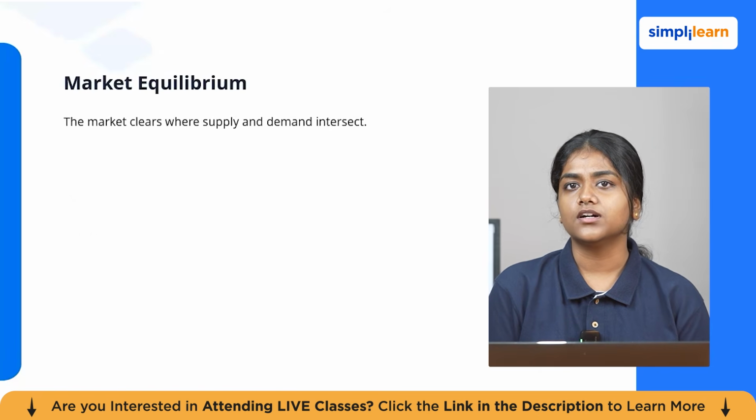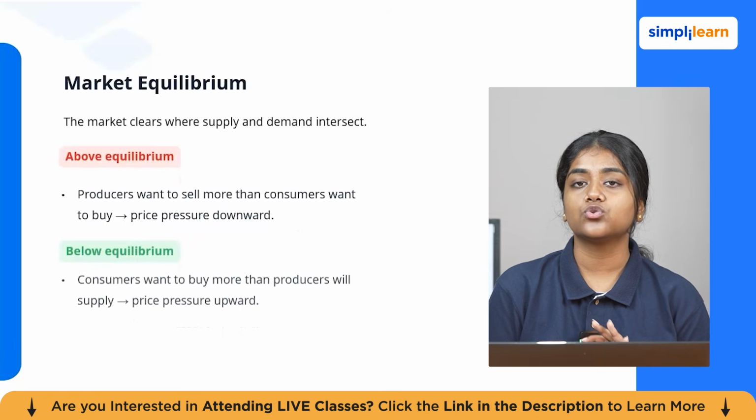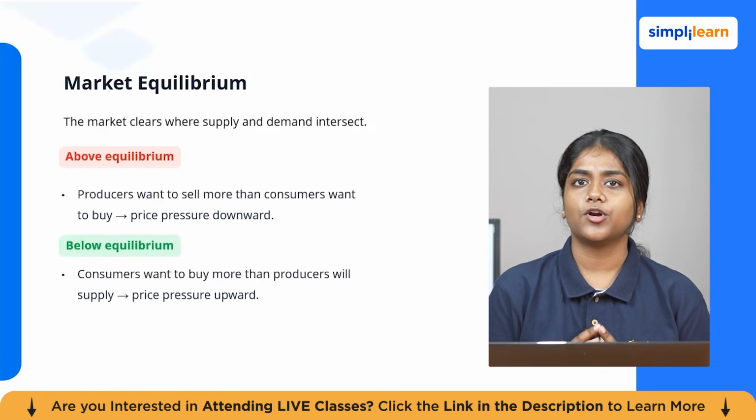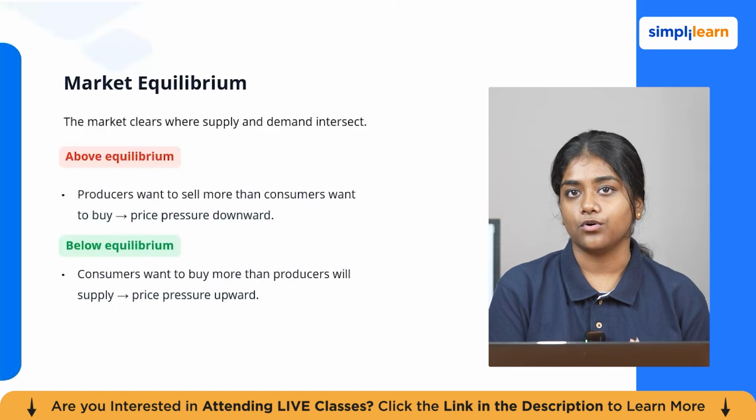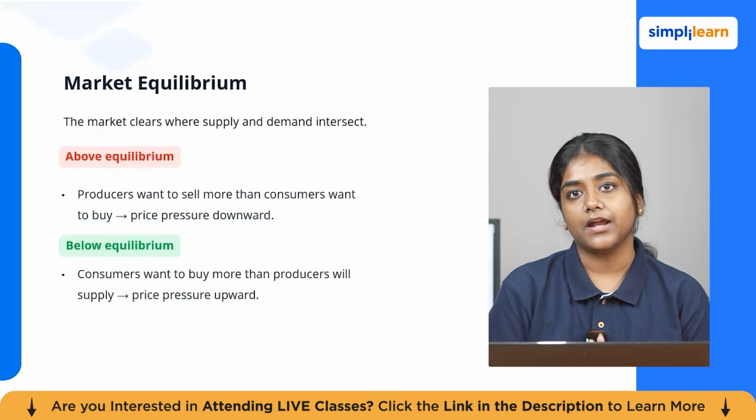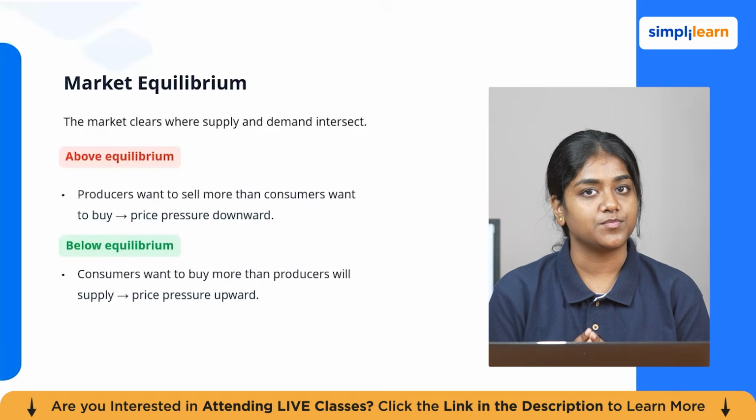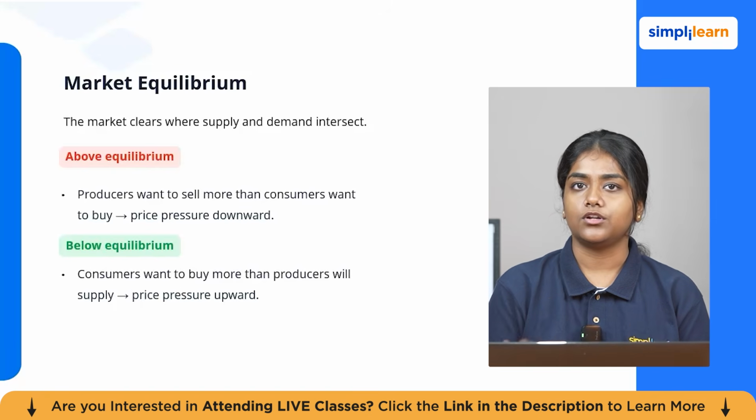So a movement along the curve happens purely because of a change in the good's own price. If the price of a product rises and the quantity demanded falls, you're moving along the same demand curve. Nothing about the underlying relationship changed. You're just at a different point on it.